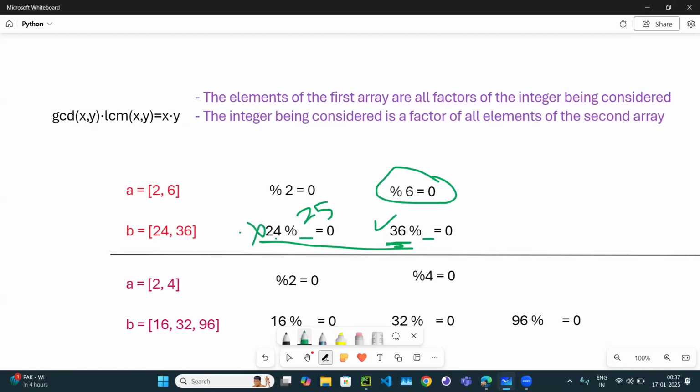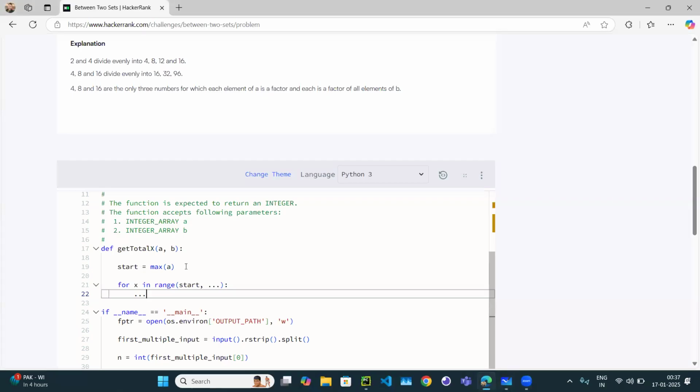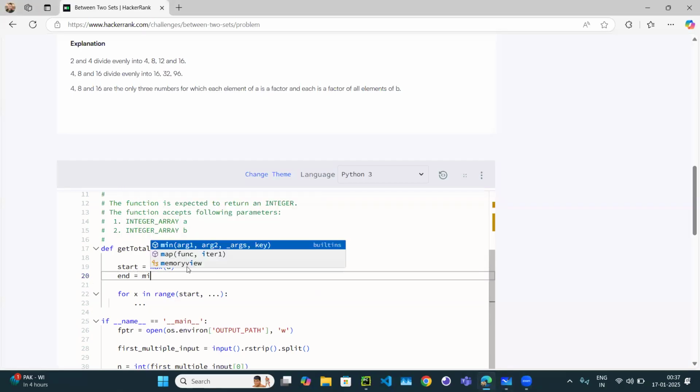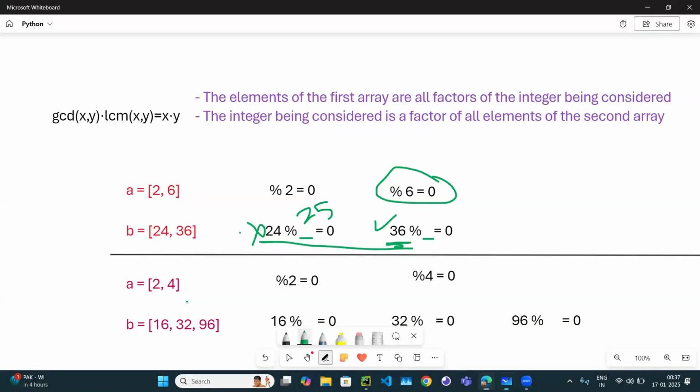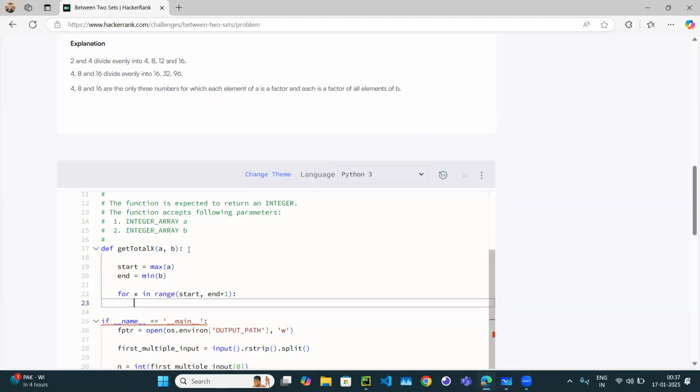So the range will be minimum of b. That's it. So now we know, still, it is a brute force, because you put the charger on. Still we know it is a brute force, but a little bit optimized. Okay, now we have the numbers.